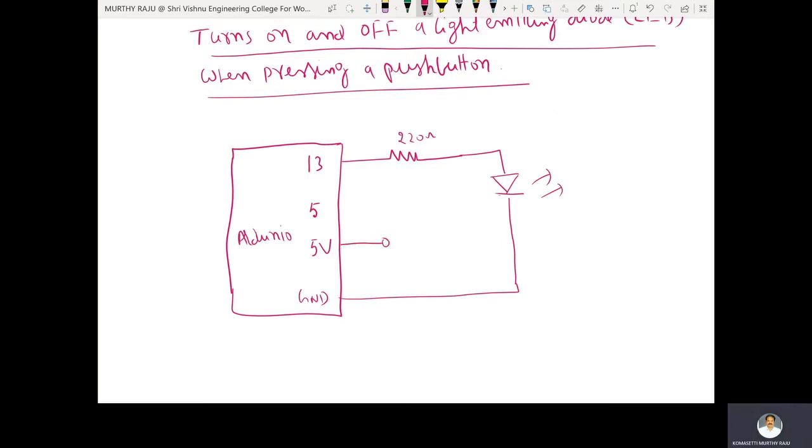This ground is connected to 5 volts. This 5 volts is connected to the push button shown in the figure. The 5 volts with the 5th pin is connected here, with some 10 kilo ohm resistance. This one is the push button.